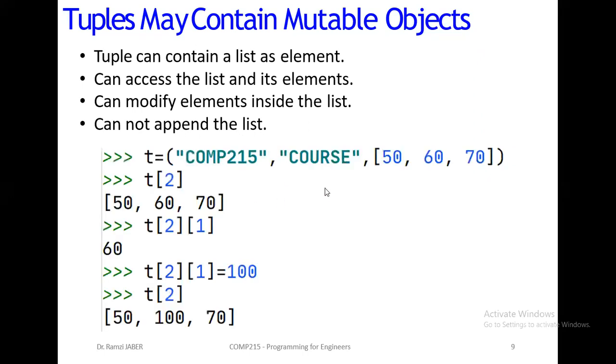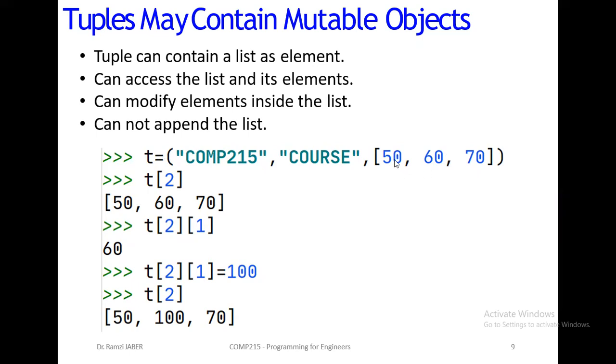So here's the example. We have a tuple here between parentheses, has one string, comma, second string, comma, and the third element is a list. We can put a list inside a tuple. Okay, we can put a list inside the tuple. The inverse cannot: when we want to put a tuple inside a list, it will automatically be converted to a list. But here we can do it. In a tuple, we can put a list.